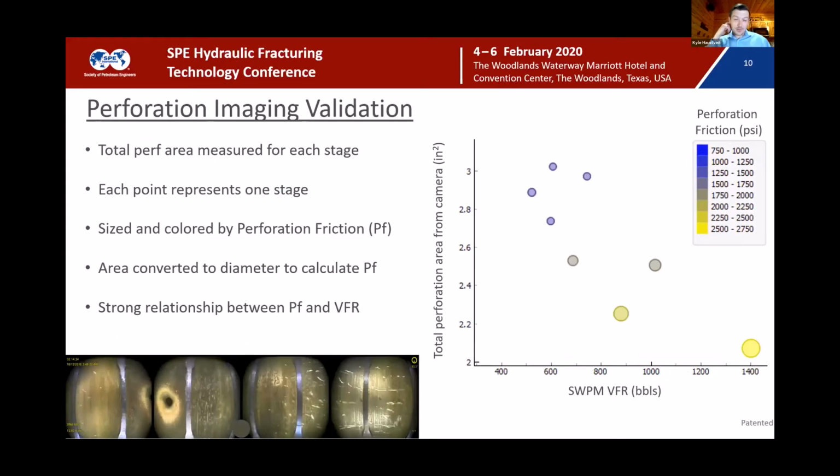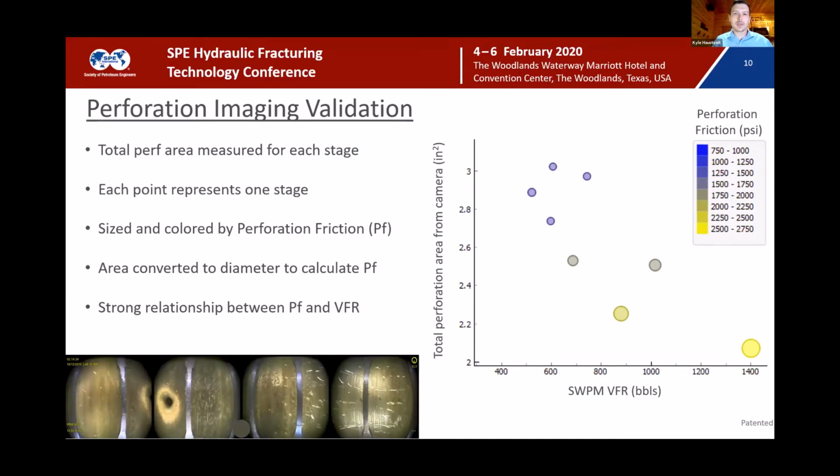Perforation imaging is a tool that we like to use to measure the amount of erosion at each perforation, and we do that to understand how much sand exited that perforation. Again, our goal is to create uniformity, and one of the ways we do that is by trying to keep our perforation hole size similar across every cluster.